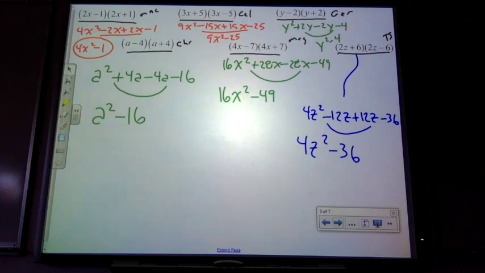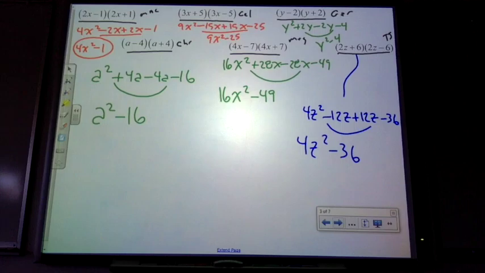Okay. What else do you notice about each one of these problems up there as far as the answer? What's the sign in the middle between the two? Minus. Okay. So I have 4x squared minus 1. I have 9x squared minus 25. I have y squared minus 4. I have a squared minus 16. I have 16x squared minus 49. And I have 4z squared minus 36.